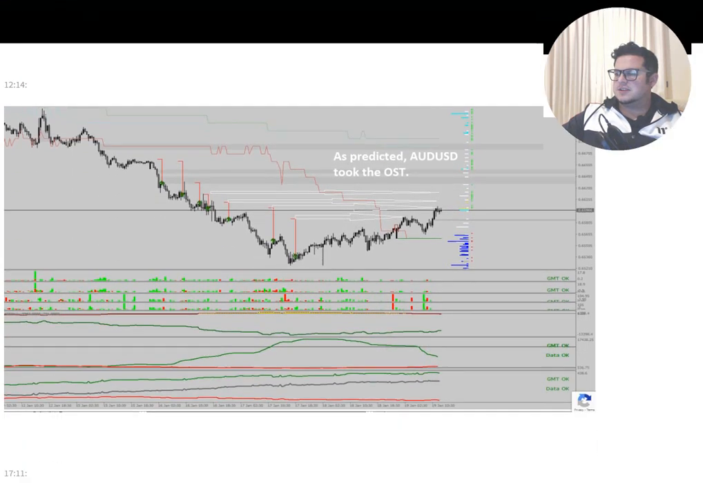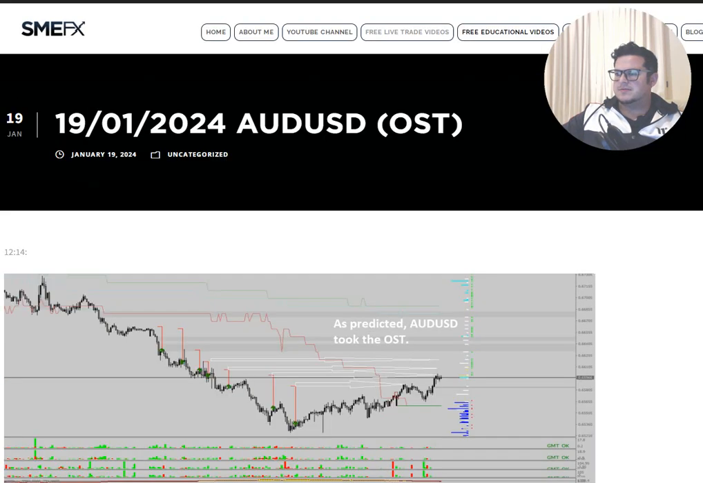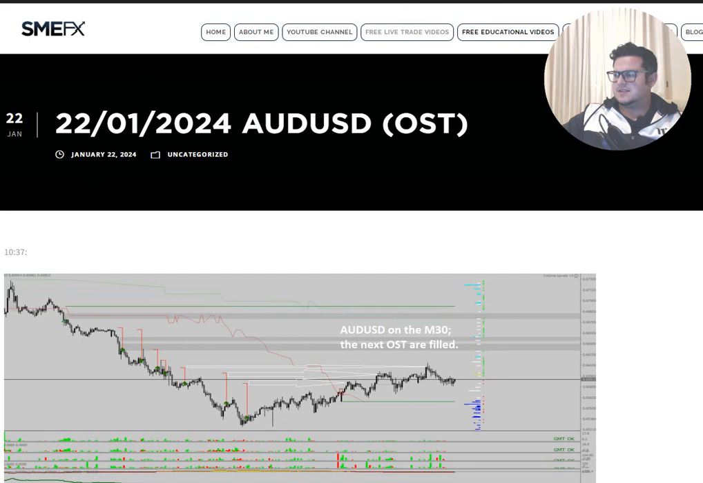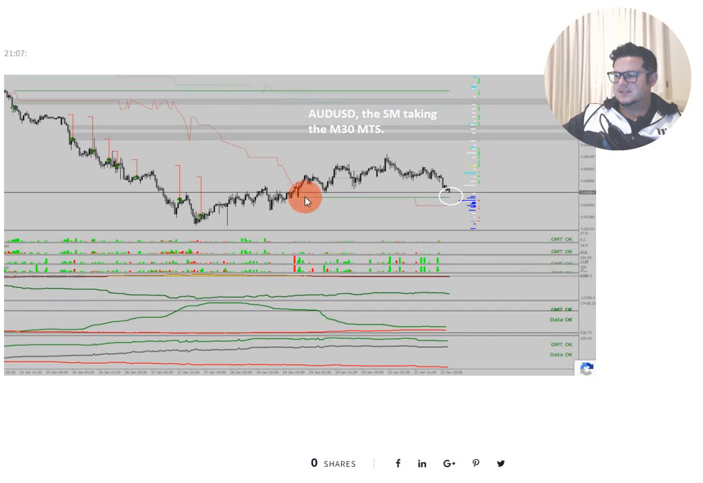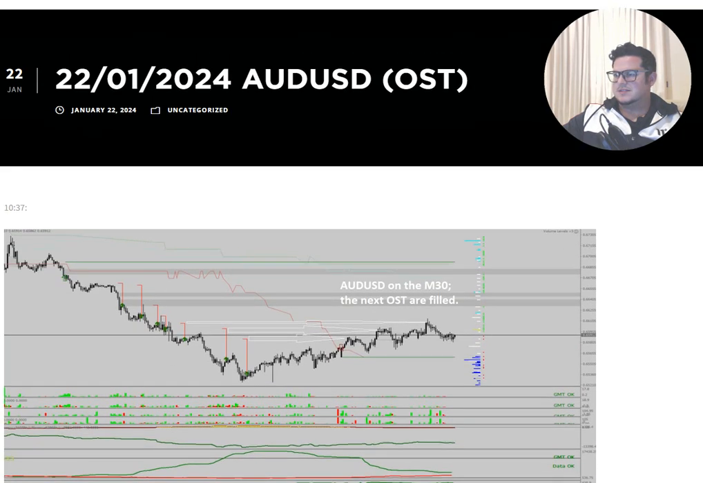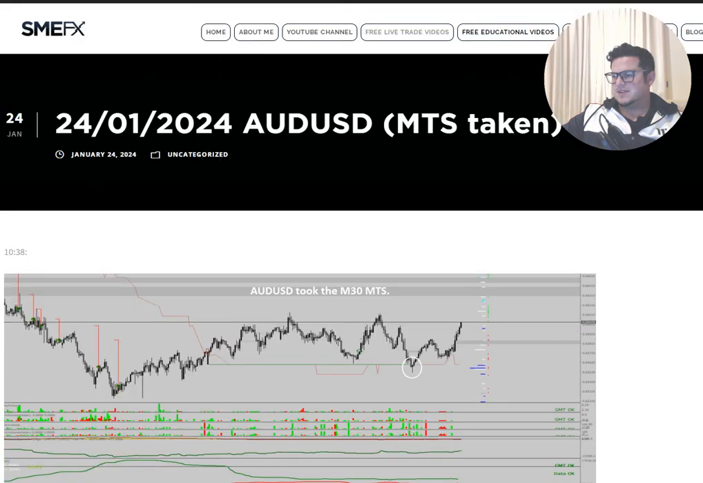Australian dollar. So remember we had this beautiful move with the option strike targets. Then we had an MTS below the price. They took this MTS. So the first OST is filled, boom. Then the lower MTS filled. Nice range trade, similar to the one in euro dollar.